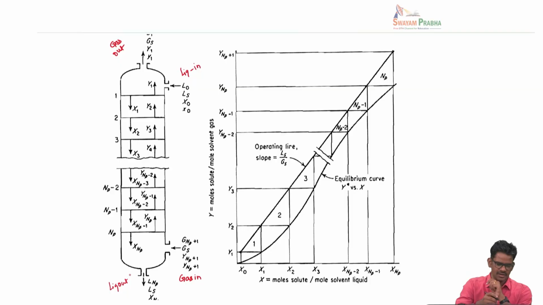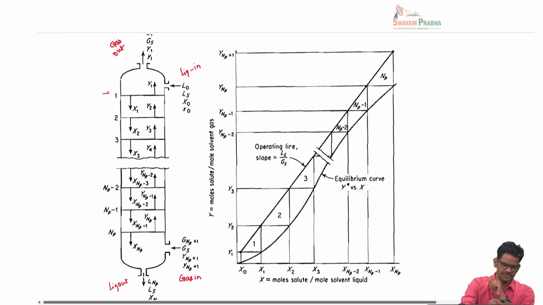Here the numbering of the trays comes from the top. This is the first tray, second tray, third tray, and then, to show the column, we use a breakup, and there is a total of NP number of trays. P means plates, so either trays or plates: number of plates or number of trays. The trays are numbered from top to bottom.